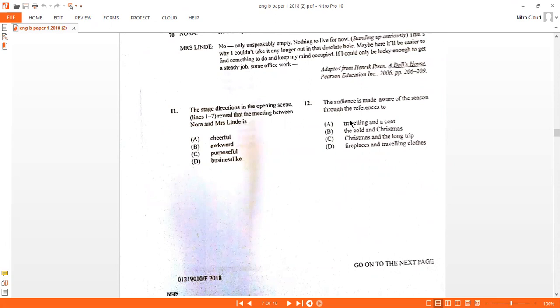Number 12, the audience is made aware of the season through the reference to. Now, this is easy. This is one of those easy options that you get. Traveling and a coat, no. The cold and the Christmas, we could say that's an answer, but let's look at the others. Christmas and the long trip. D, fireplaces and traveling clothes. Right away, all of these options are kind of close. So we're going to look at the one that makes reference to, we know that it was Christmas and we know that it was cold.